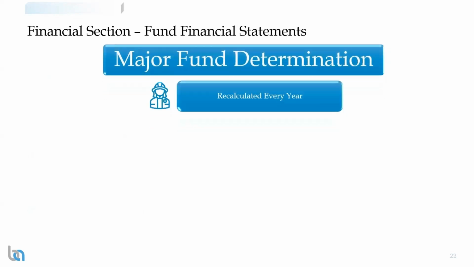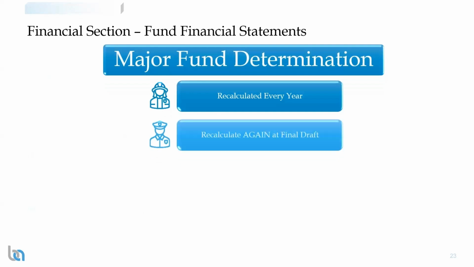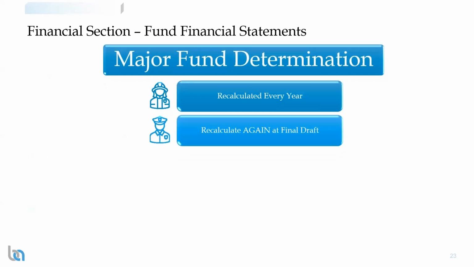All right, moving on to the fund statements here. You want to calculate your major funds every year. So don't take it for granted that they're going to be the same every year. Also, plan to recalculate it again or recheck your calculations during the final draft of the financial statements.